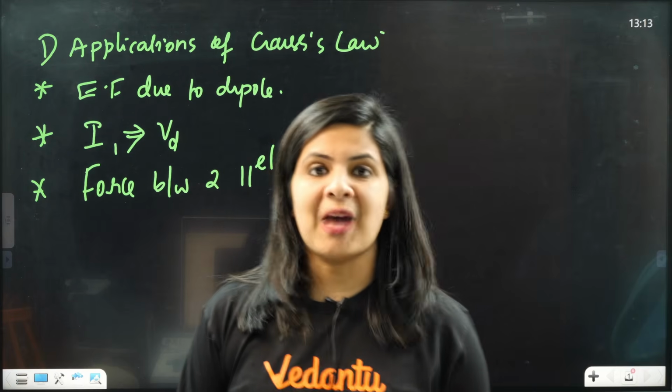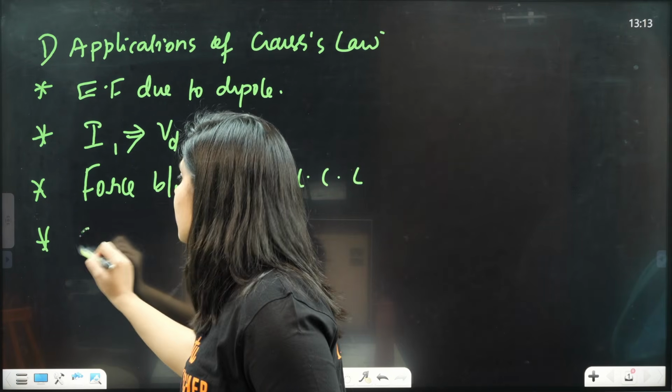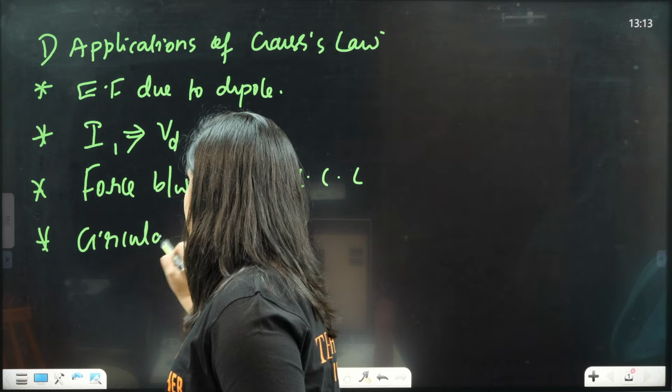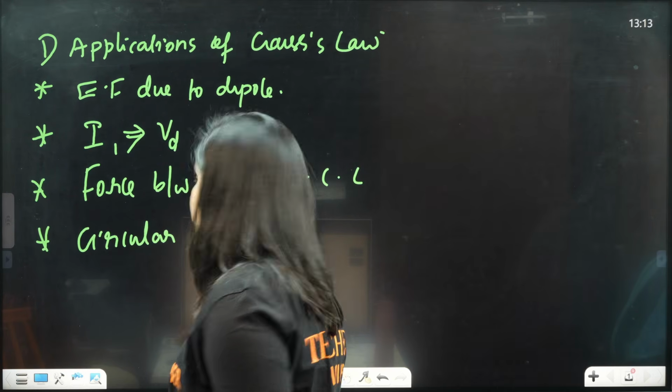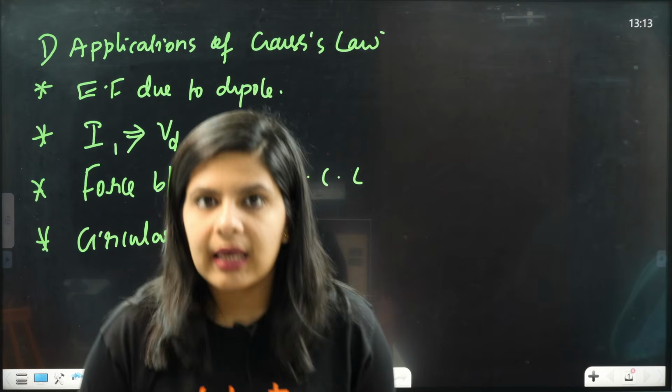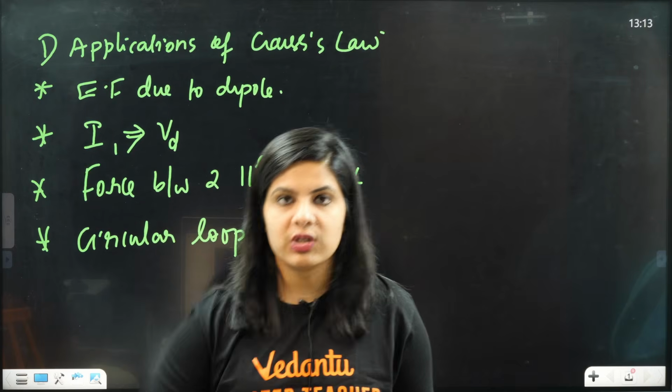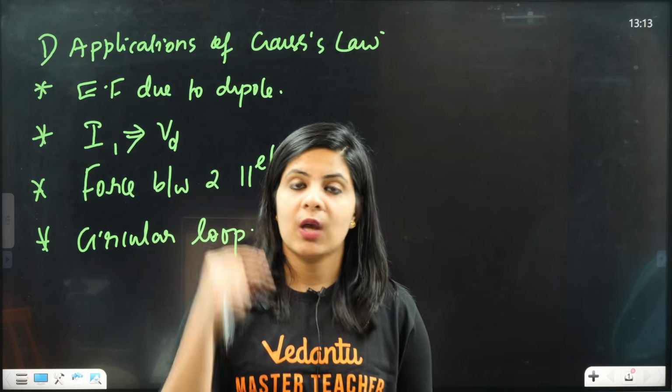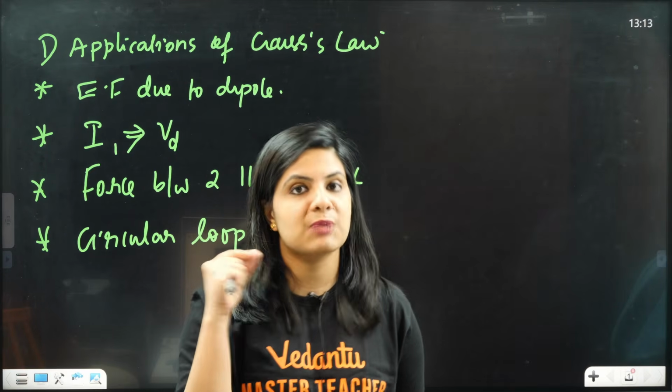Also, the magnetic field due to a circular loop is very important, because again these come with high weightage and are asked multiple times. You can make sure of 20 plus marks from this.